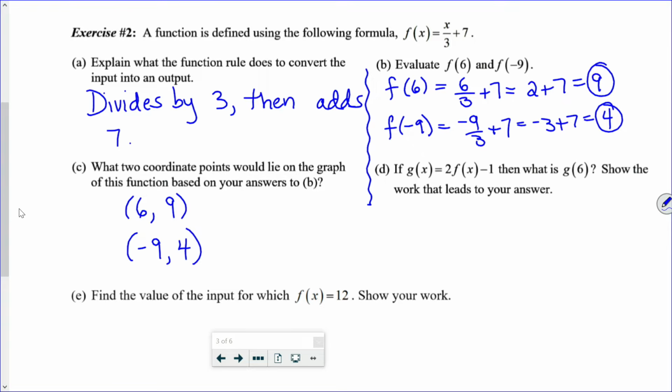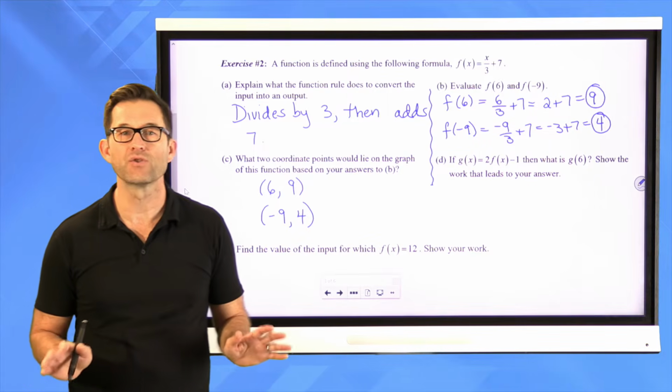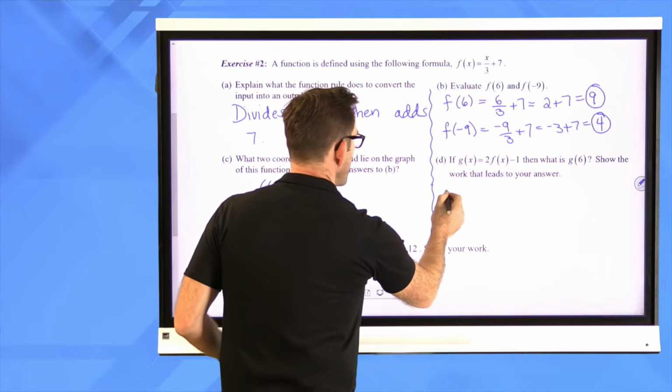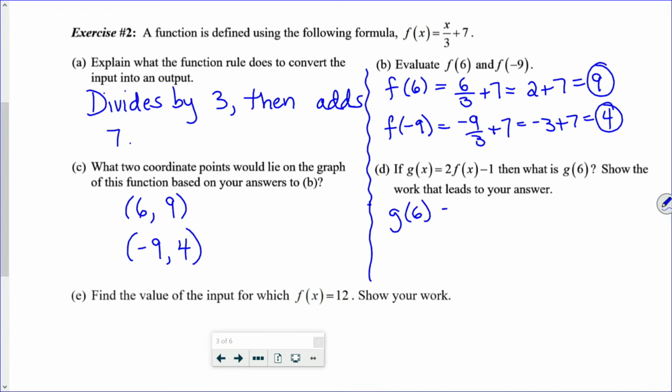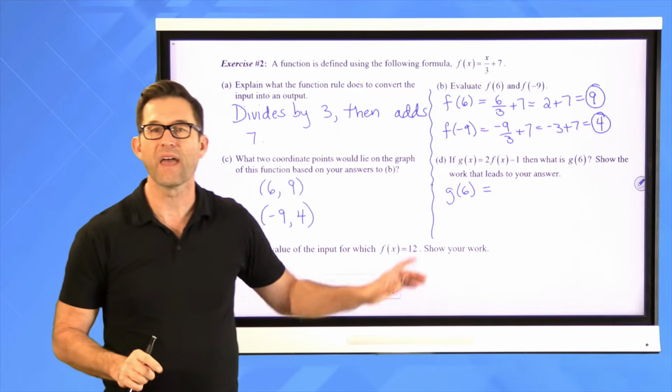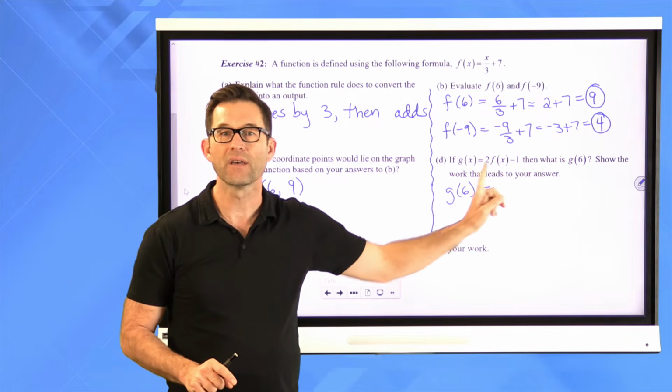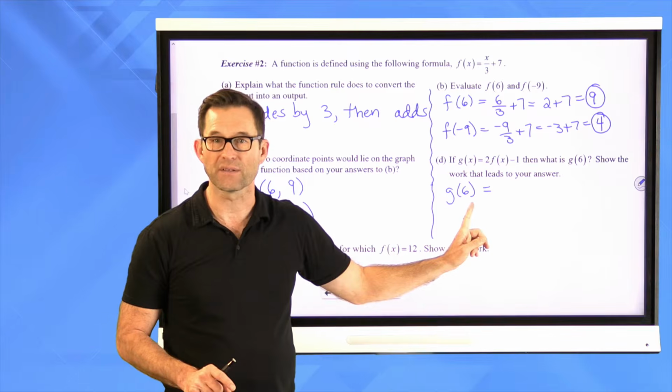If g of x equals 2 times f of x minus 1, then what is g of 6? Show the work that leads to your answer. Well, again, one of the great things about function notation is it just basically says this: if I want to know what g of 6 is, then anywhere in this definition that I see an x, I'm going to replace it with a 6.